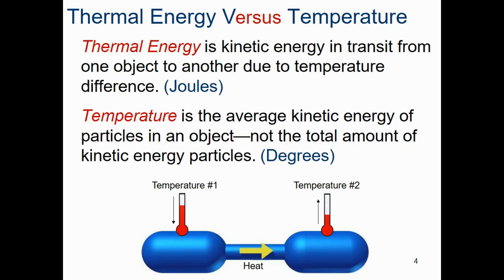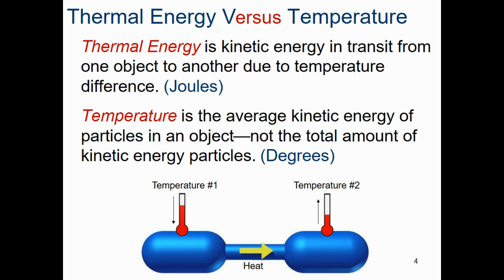To better understand thermodynamics, we need to cover the differences between thermal energy and temperature. Thermal energy is defined as the kinetic energy in transit from one object to another due to a temperature difference, and it is measured in joules. It's the flow of energy, usually heat, from having a temperature difference between two objects.